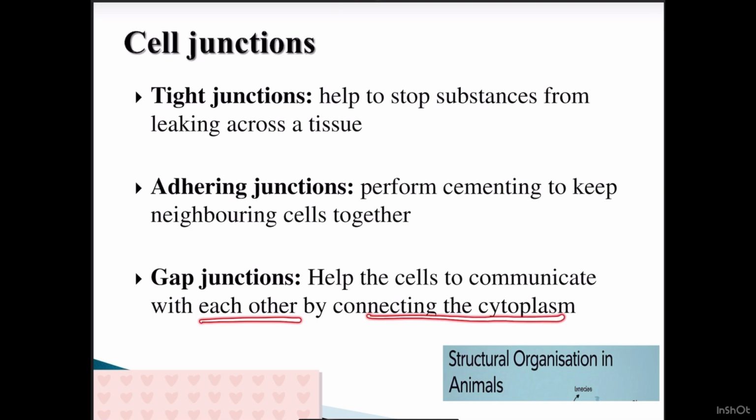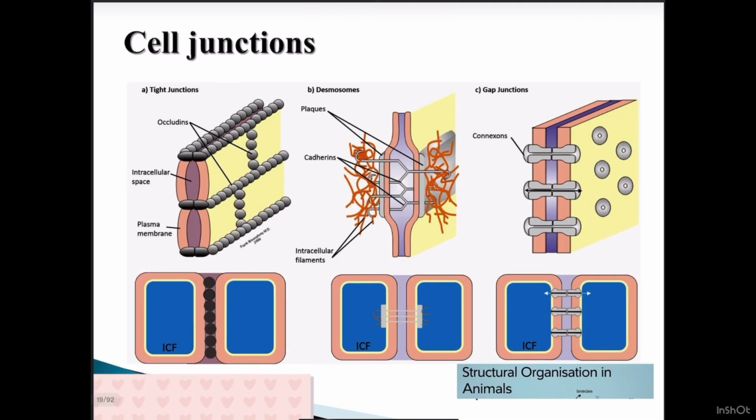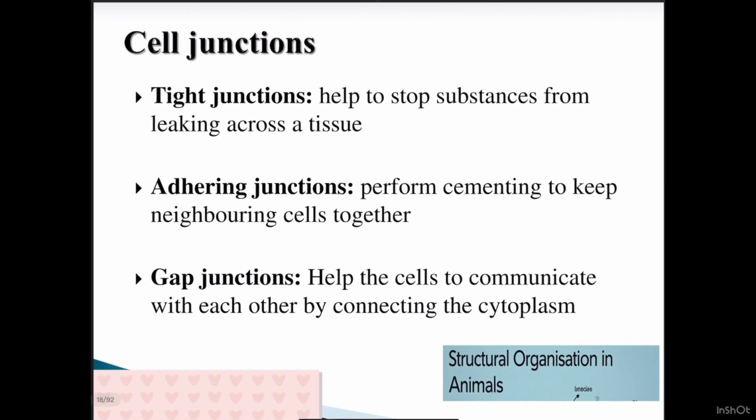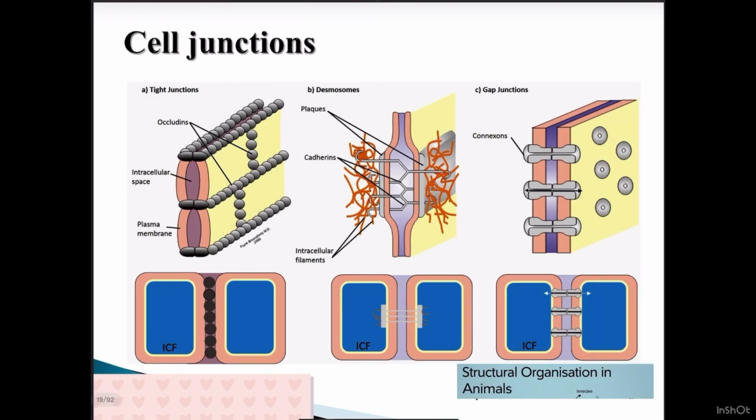Now you can see here this is a tight junction, this is a gap junction, and this is an adhering junction. The tight junction prevents the leaking of substances across the tissues. Adhering junctions keep the neighboring cells together. You can see it is like cementing.